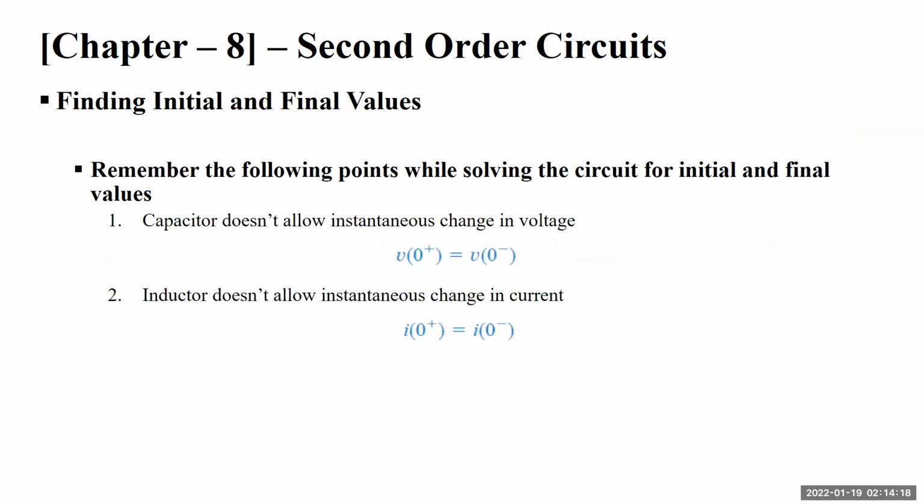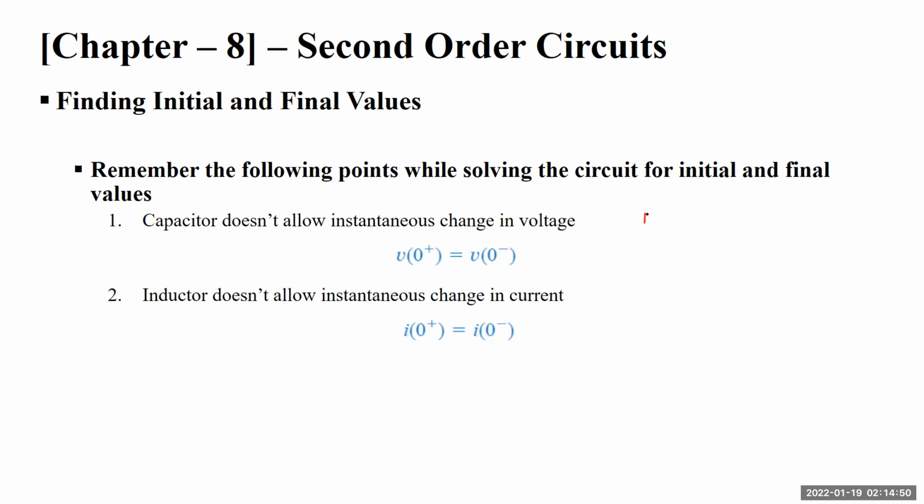Moving ahead, the first topic in this chapter is finding the initial and final values. Before we start solving the initial and final value problems, the key thing to remember is that the capacitor doesn't allow an instantaneous change in voltage, and the inductor doesn't allow an instantaneous change in current. Remember the differential equations which we saw earlier.